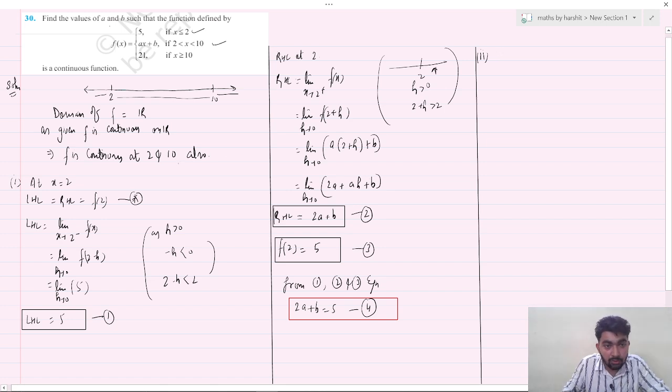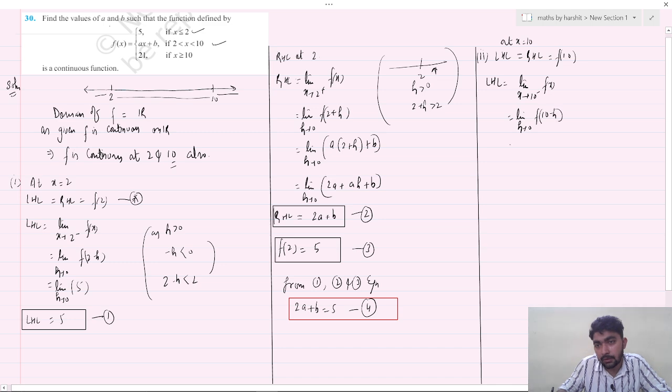What is the second part? The function is continuous at 10 also. So we need to discuss LHL first of all. LHL equal to RHL at x equal to 10 we are discussing. f of 10 we have. So what is your LHL? Your LHL is limit x tends to 10 negative f of x, limit h tends to 0 f of 10 minus h.